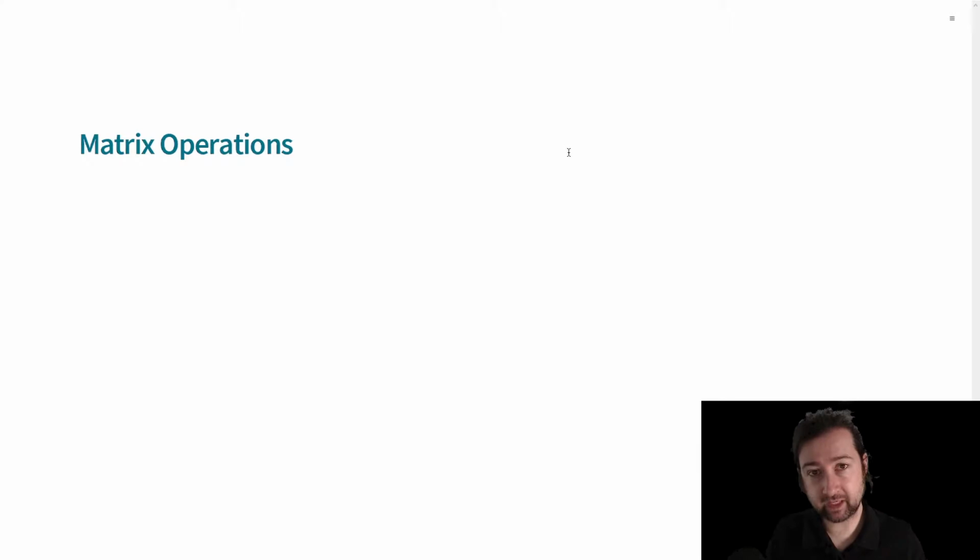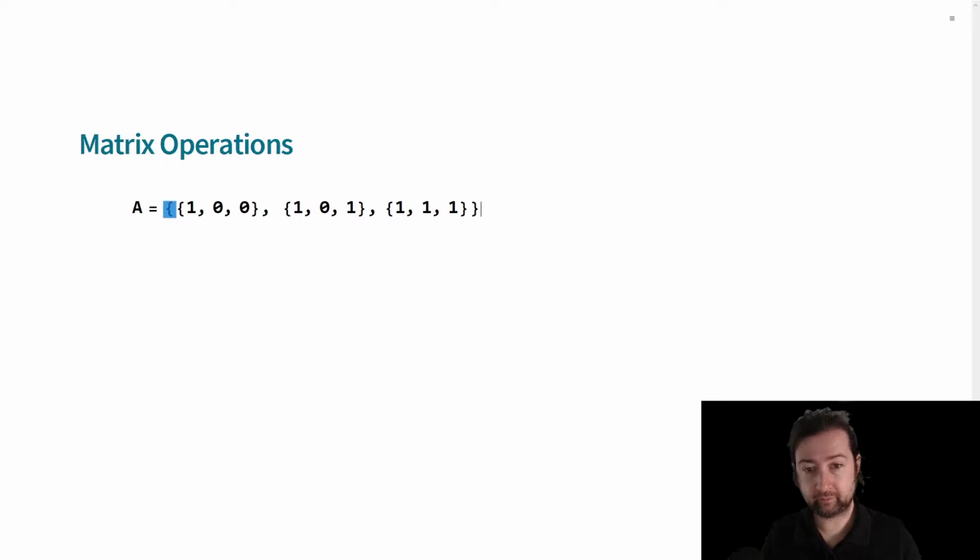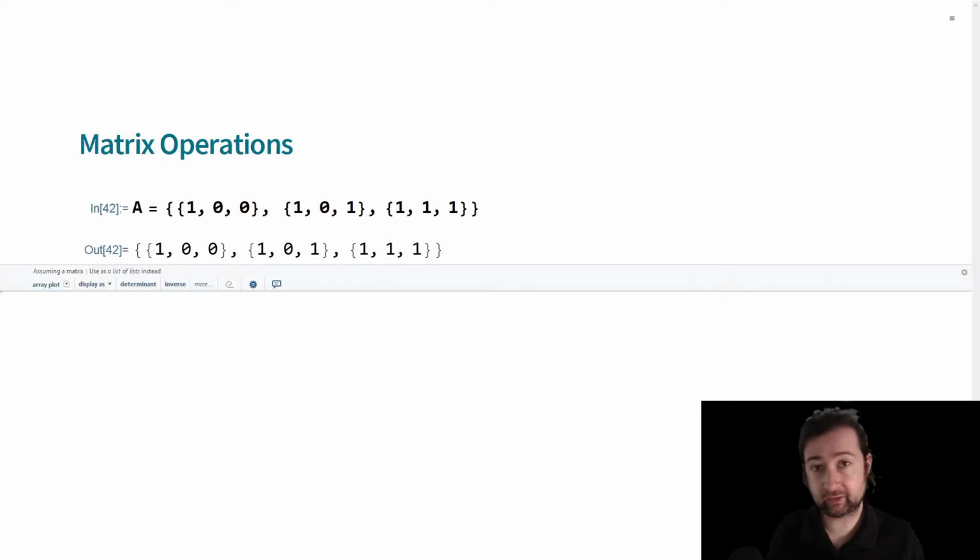So we're going to start by talking about matrix operations, and in particular, how you put a matrix into Mathematica. We've already seen some of this. The place that we start with matrices in linear algebra is to realize that there's no difference between a matrix and a list. The way that Mathematica stores the base information is the same. So we could look at something like A is equal to {1, 0, 0}, {1, 0, 1}, {1, 1, 1}. And that's a matrix.